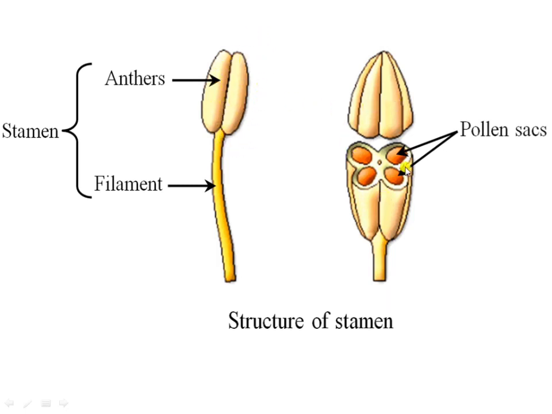Each anther contains pollen sacs, in which pollen grains are present, which produce the male gamete or male sex cell. Pollen grain is the male gamete. Okay, this is the structure of the stamen.